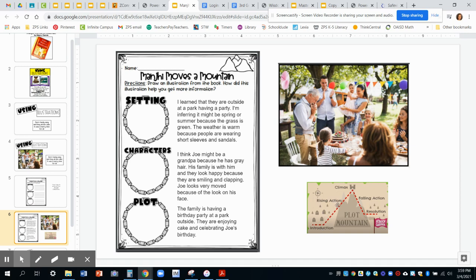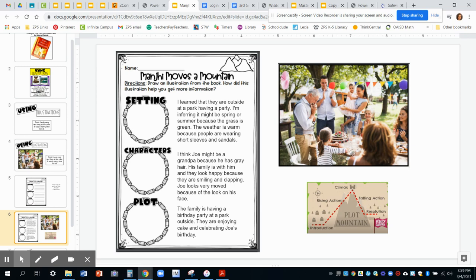Then it starts with the rising action. Remember, that's going up the mountain. And at the top is the climax, the most exciting part of the story. And then the falling action and the resolution, which is when something ends or gets fixed, right? So these are the parts of the plot mountain in a story.